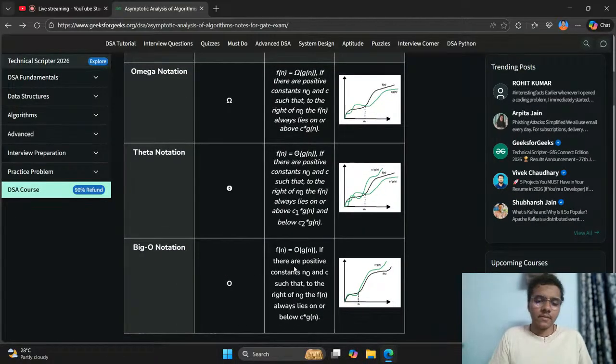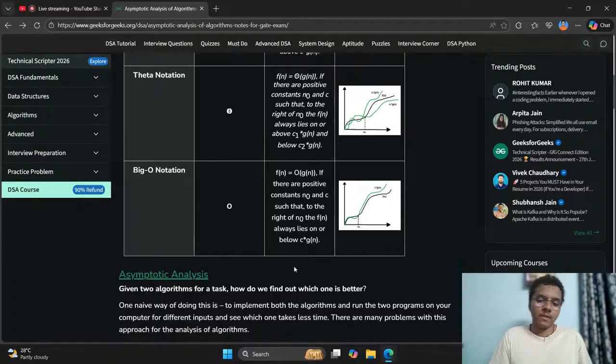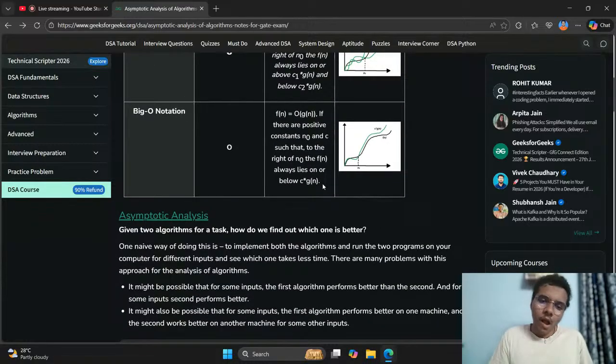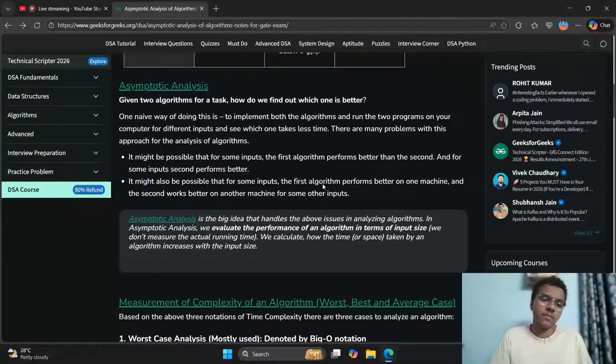Big O notation: f of n is equal to O of g of n if there are positive constants n naught and c such that to the right of n naught, the f of n always lies on or below c into g of n. So it is exactly opposite of omega notation. Worst case is like the bottom part, best case is like the top part.